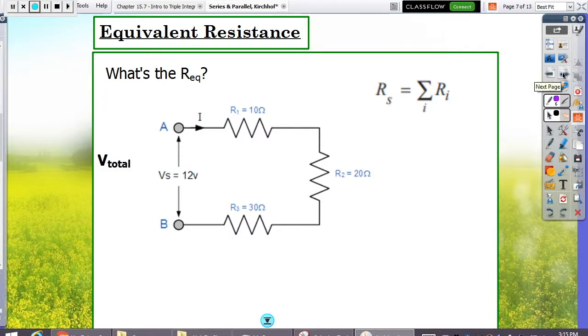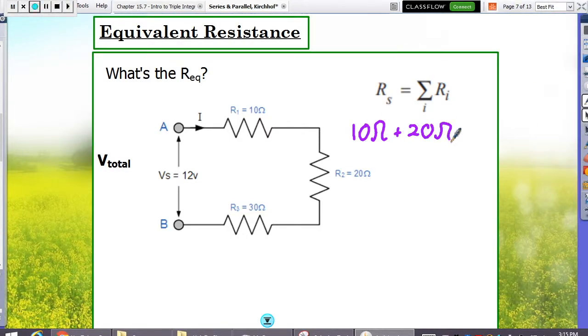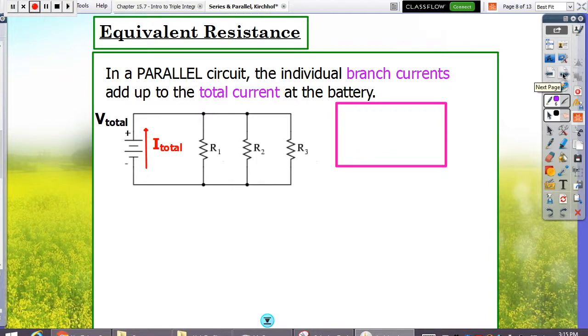So here's an example for you to try. What is the equivalent resistance of this circuit? Well, if you said 60 ohms, you're on the right track. It is a series circuit, so we just do 10 ohms plus 20 ohms plus 30 ohms equals 60 ohms. So if your circuit really needed a 60 ohm resistor, but you didn't have any 60 ohm resistors, you just had a 10, a 20, and a 30, you could just connect them all up like so and get a 60 ohm resistor.